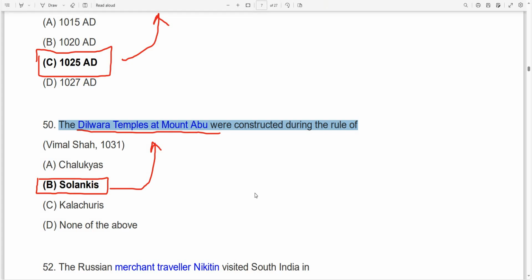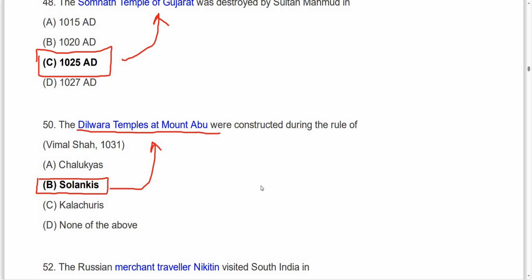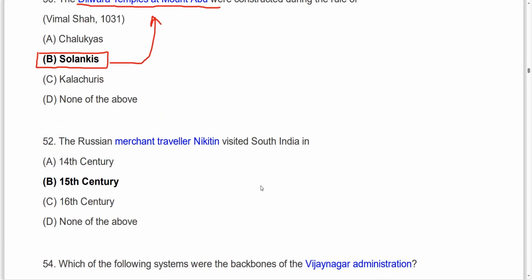So we can go on reading about the Dilwara temple, but that wouldn't be necessary. We just need to know some detail, and we got an understanding of the Dilwara temple. This was established by the Solanki rulers, and Vimal Shah was the one who actually did everything, I guess. He was a ruler at that point.